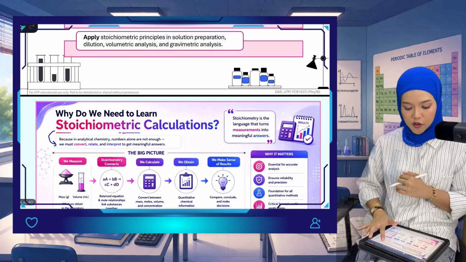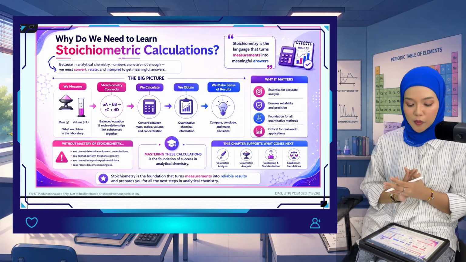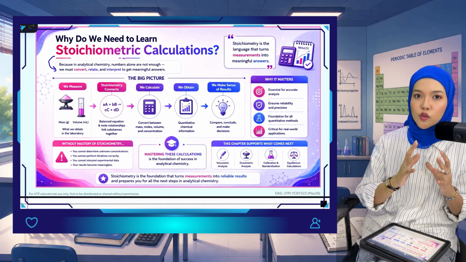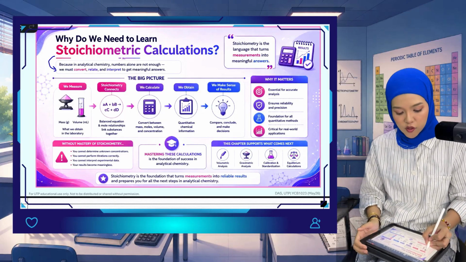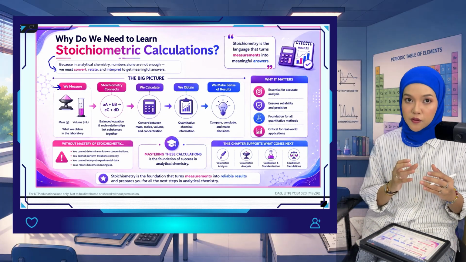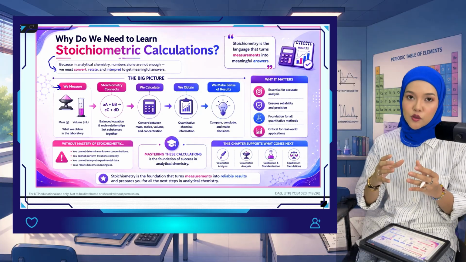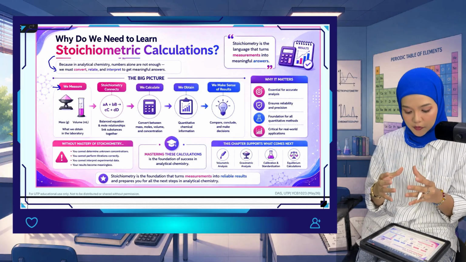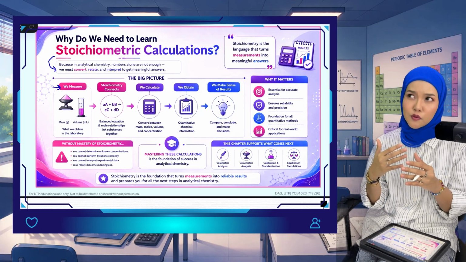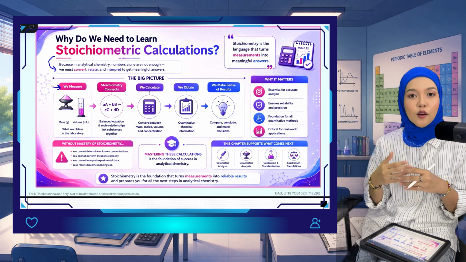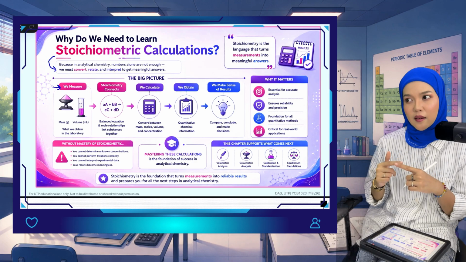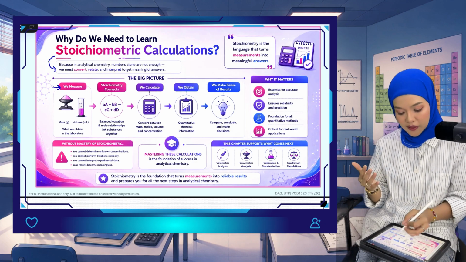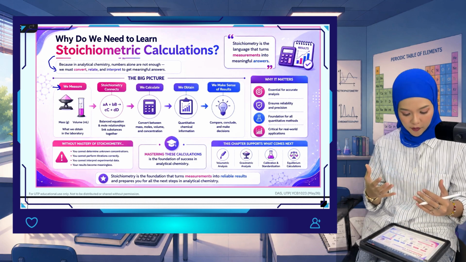Let me just mention to you, why do you need to learn stoichiometric calculation? When you go to lab, most of the time you're just going to make some measurement, right? So we measure something, and then we are going to use the stoichiometric concept for us to do some calculation and obtain the information needed. Only then can we make conclusions or make sense of the results that we have.